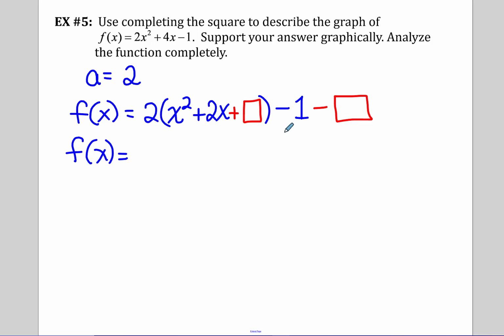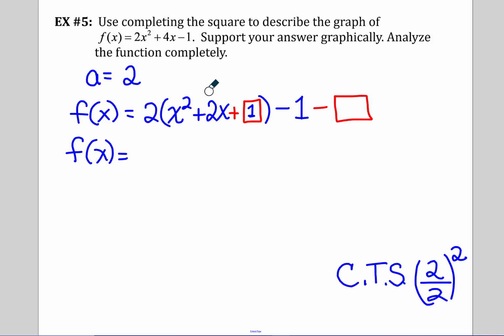So the procedure to complete the square says, take half of the b term and square that. Now what's our b term? 2. So we want to take half of 2, which is 1, and square that. Well, 1 squared is 1. So we're going to add 1 inside here.